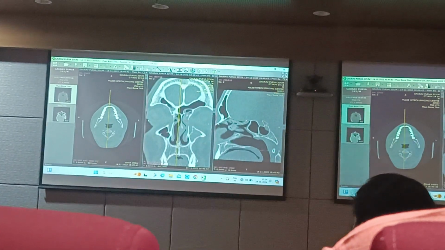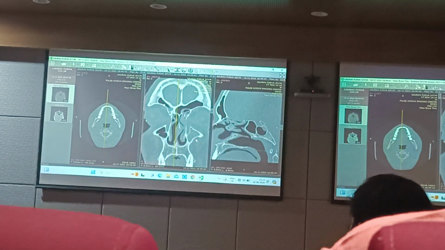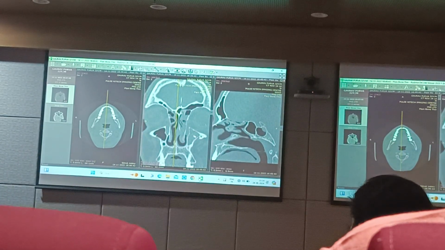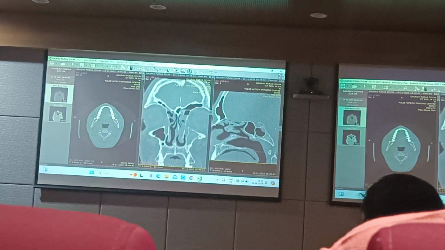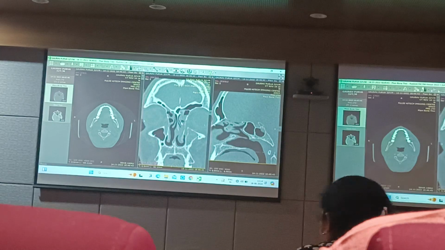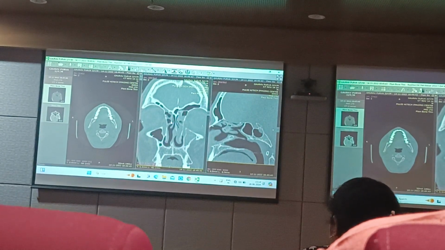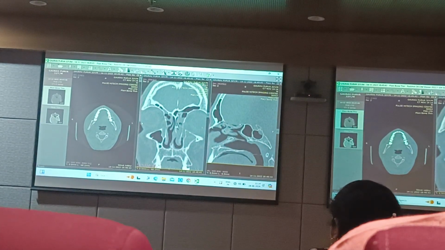Okay. What you're seeing is round orbit, triangular maxilla. Can you see that? What are you finding over here now? Opacity on the left side. What are you seeing? Opacity in the maxilla. Why do we say it's sinusitis? It's just edema of the mucosa.